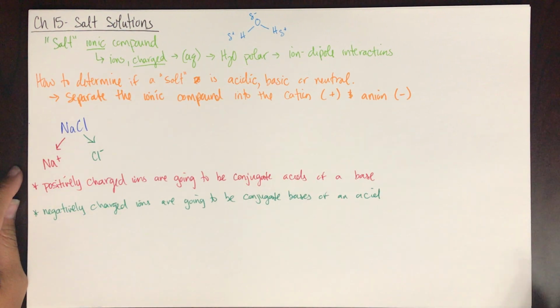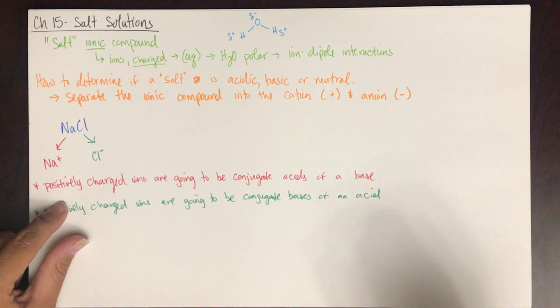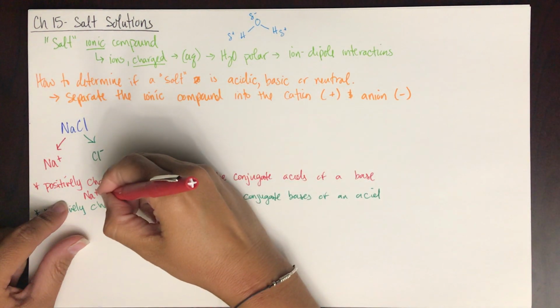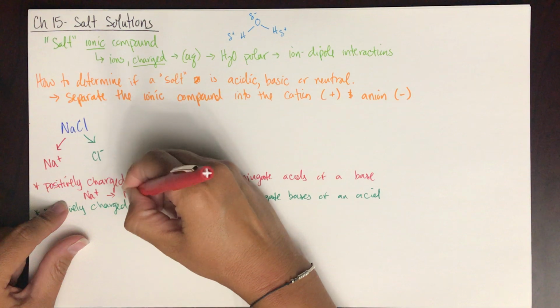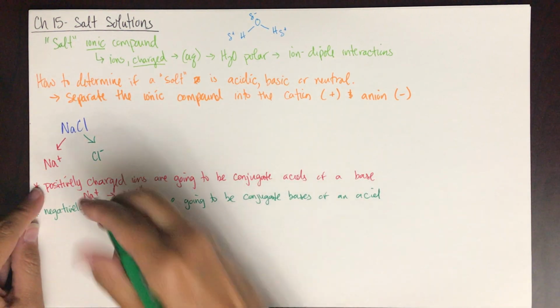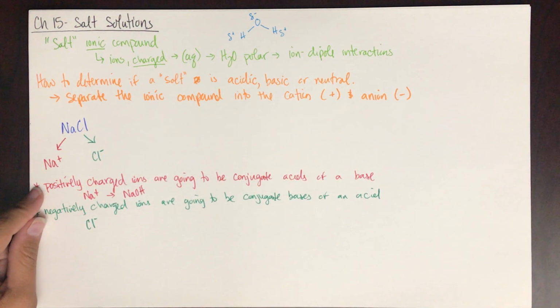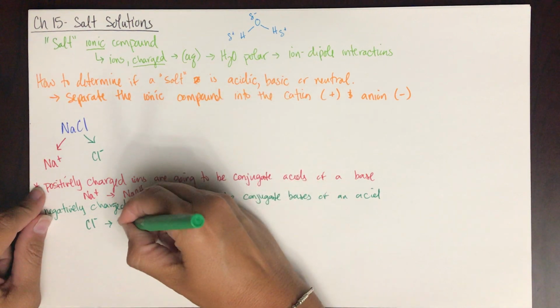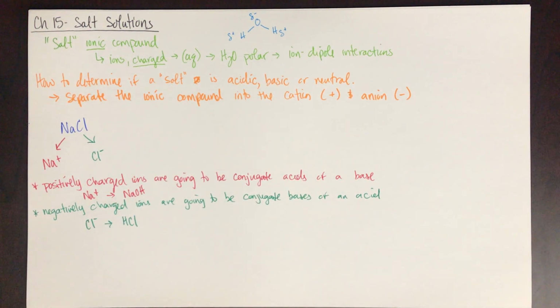So remember we talked about conjugate acids and bases way back at the beginning of this chapter, and remember it's the gaining or the loss of a hydroxide or a hydrogen. So sodium ion is the conjugate acid of the base sodium hydroxide. The chloride ion is the conjugate base of the acid hydrochloric acid.